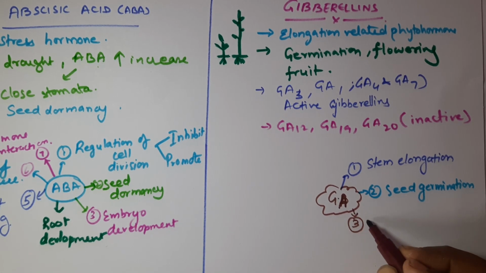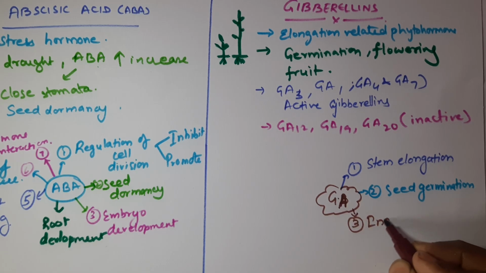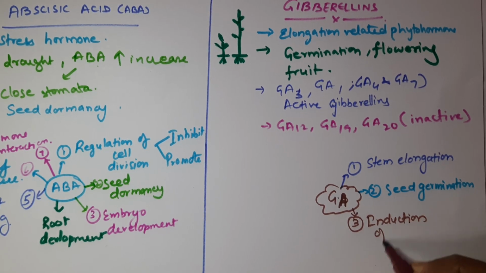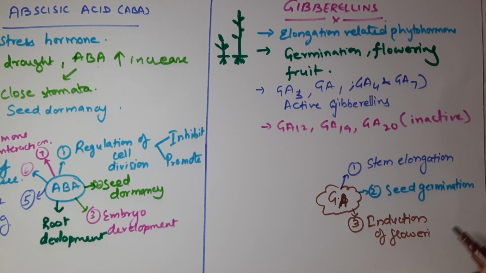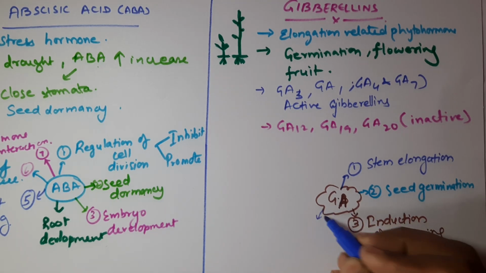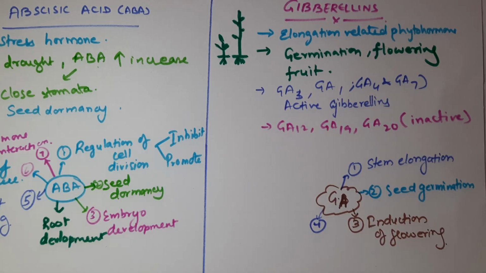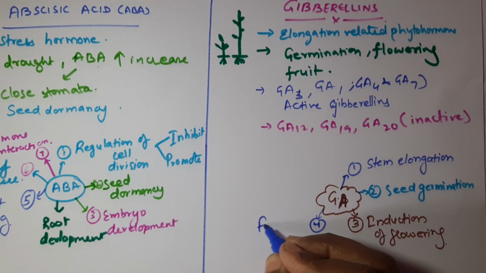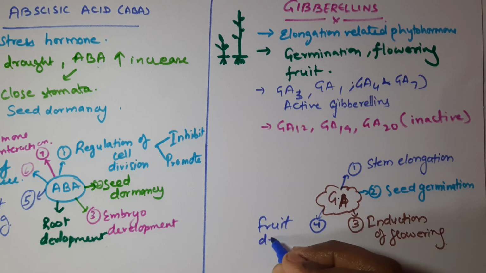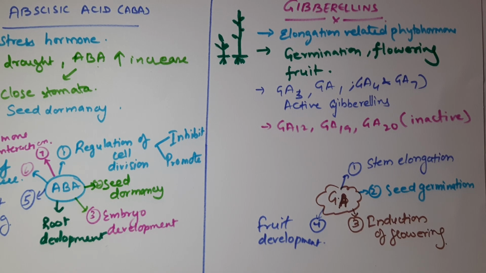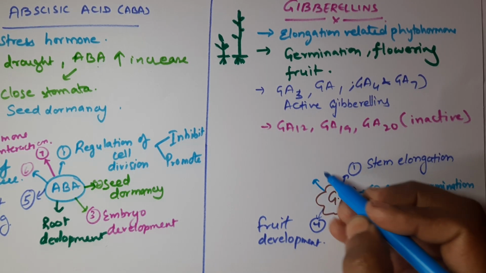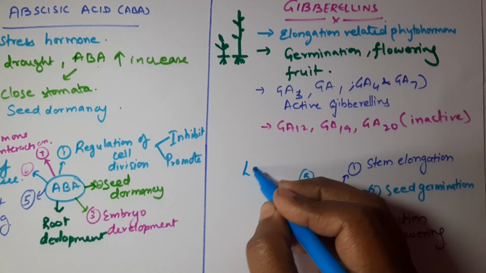The third important role of gibberellic acid is the induction of flowering. It means that it promotes the flowering by promoting the transition from the vegetative phase to the reproductive development in the plant. The fourth one is fruit development. Gibberellin influences the fruit size and shape by regulating the cell division and expansion. And the fifth one is leaf expansion.